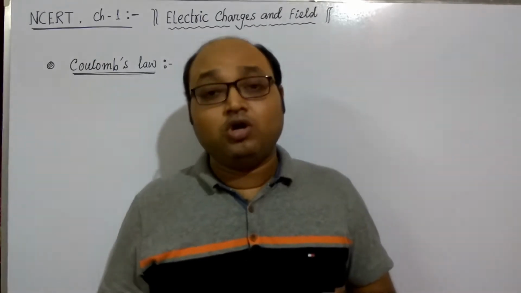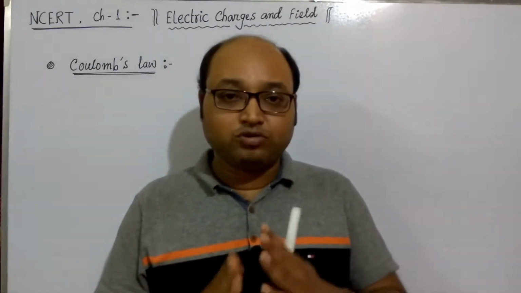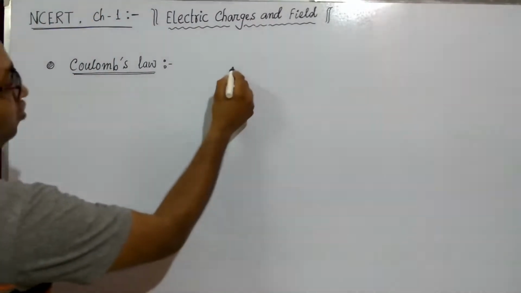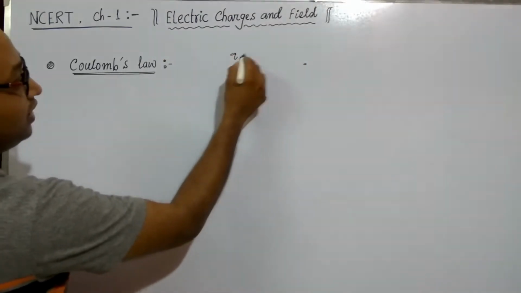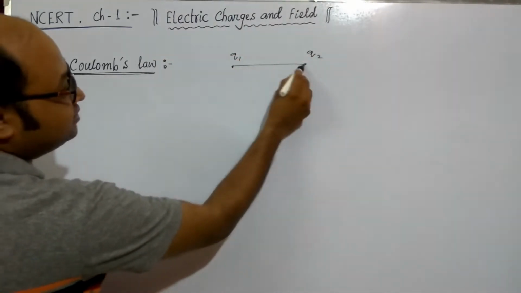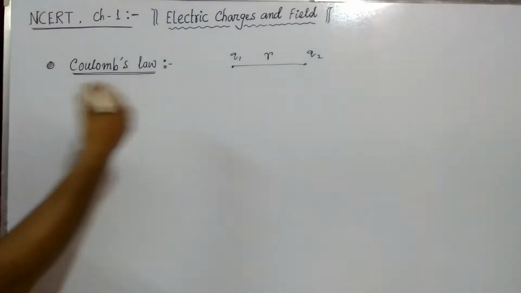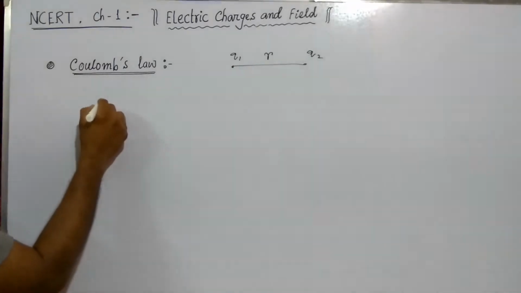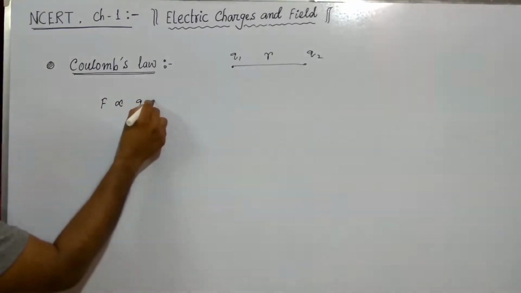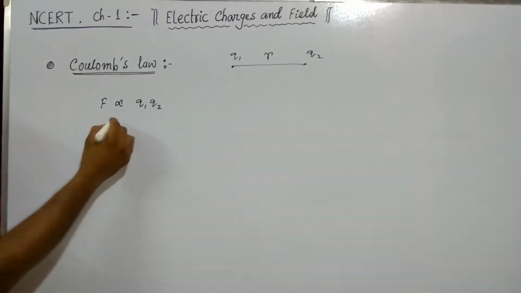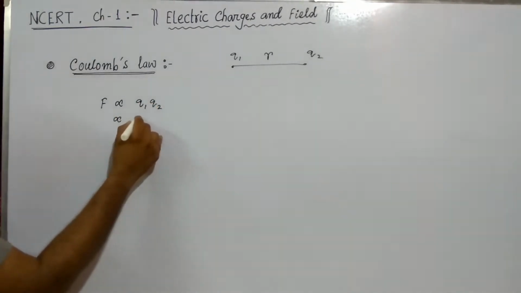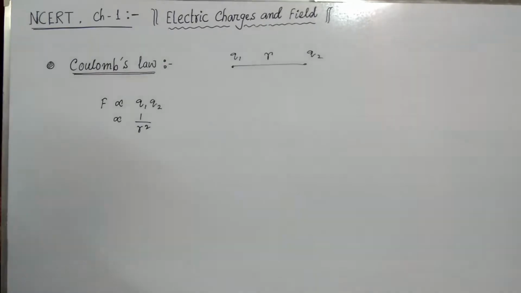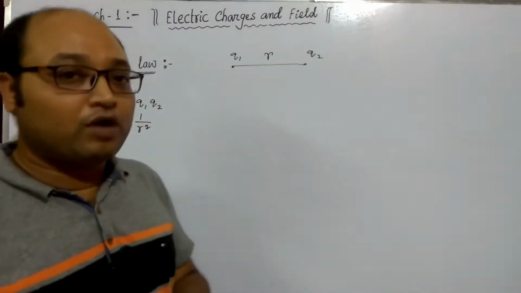Now, what is Coulomb's law? Coulomb's law states the amount of force between two charges. Let me explain Coulomb's law by a diagram. Consider that there are two point charges, one is Q1 and the other one is Q2, and the distance between them is R. Now, according to Coulomb's law, the force F between the charges is directly proportional to the product of the charges, that is Q1 and Q2. It is also inversely proportional to the square of the distance between them. That is, we can say that F is directly proportional to 1 by r square.